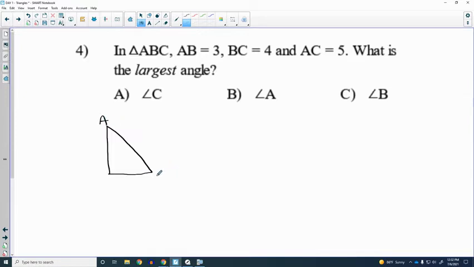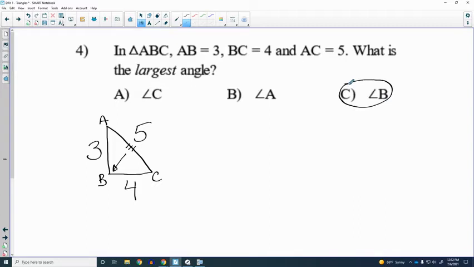and put in the letters here and say, well, AB doesn't have to be to scale, but I'm just going to put the right numbers that they gave me. AB is 3, BC is 4, and AC is 5. They say, what is the largest angle? Well, the largest angle has to be opposite the longest side. So if AC is the longest side, the angle opposite that is going to be angle B.